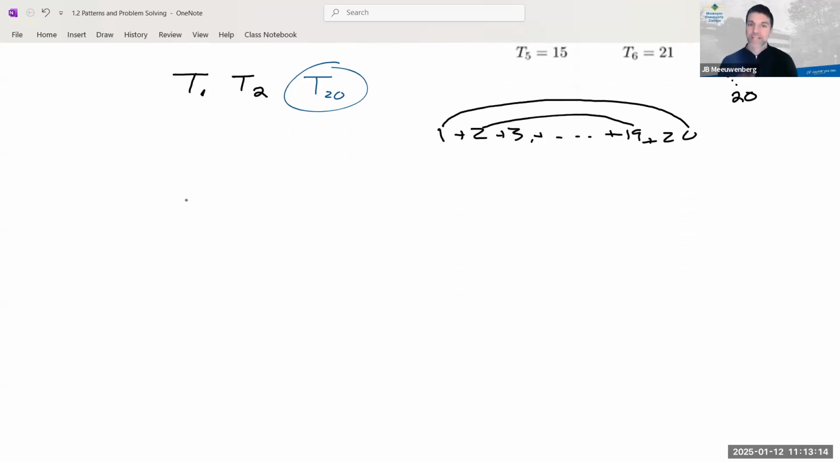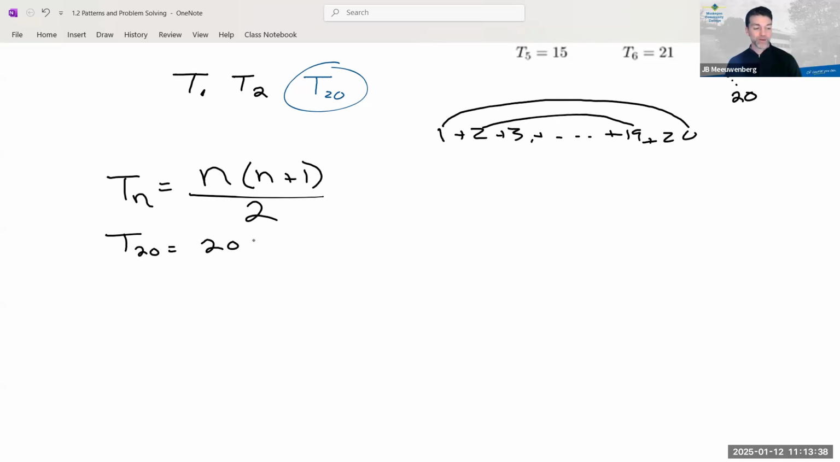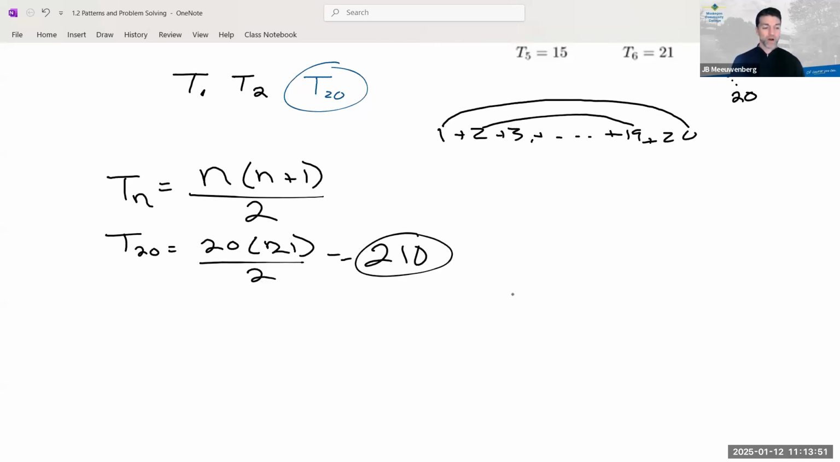Gauss had that formula that he came up with. If you want to find any triangular number, it's the number you're looking for, n, times one more than that number, n plus 1, divided by 2. So if you want to find the 20th triangular number, the formula is 20 times 21 divided by 2. In this case, that comes out to 210. I can prove it, right?